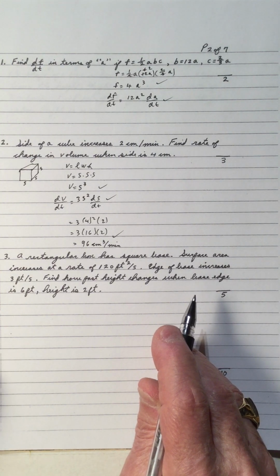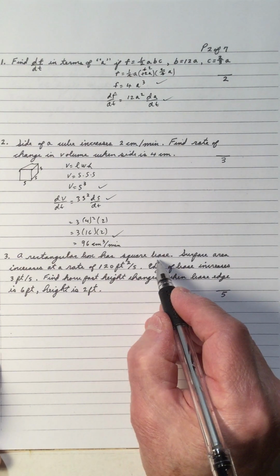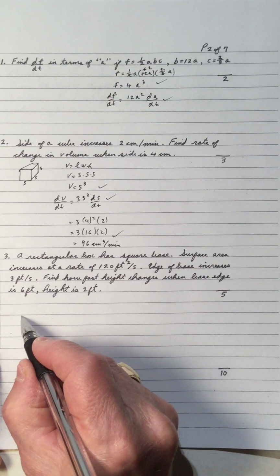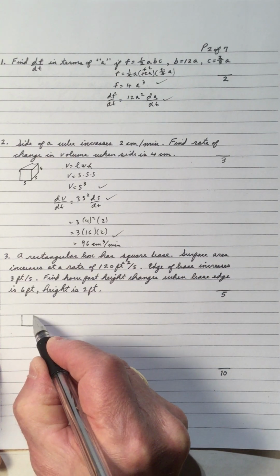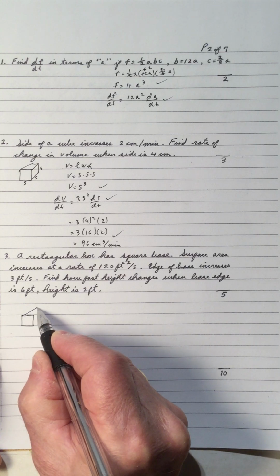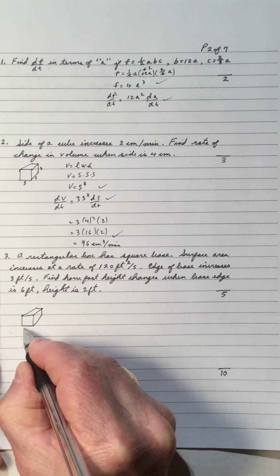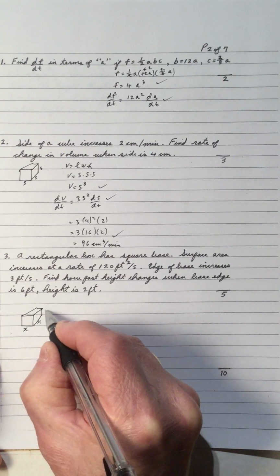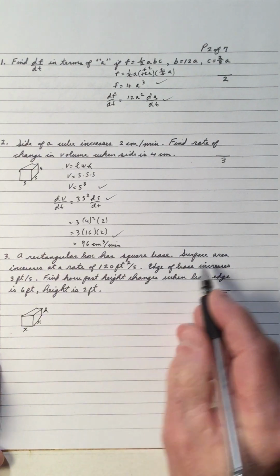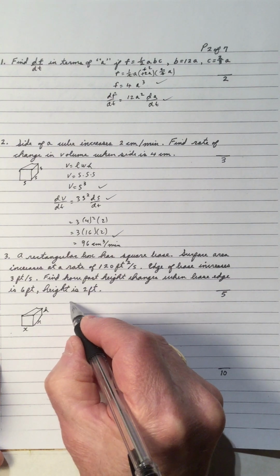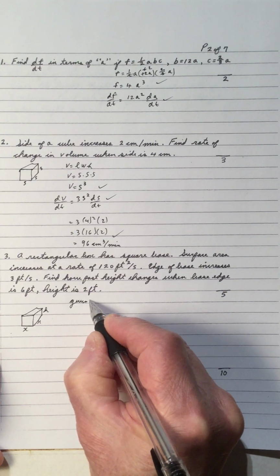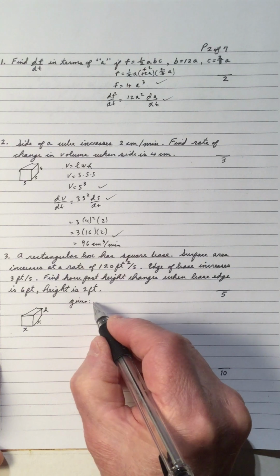And we have another one, number 3. A rectangular box has a square base. So let's just draw that for a second. A rectangular box is just like a cube, only it's a rectangular shape. It has a square base, so let's let the base be x, and we have a height. The surface area, so let's write down what we're given. Keep track of everything.